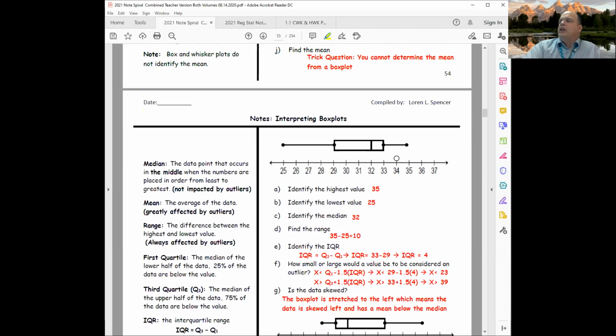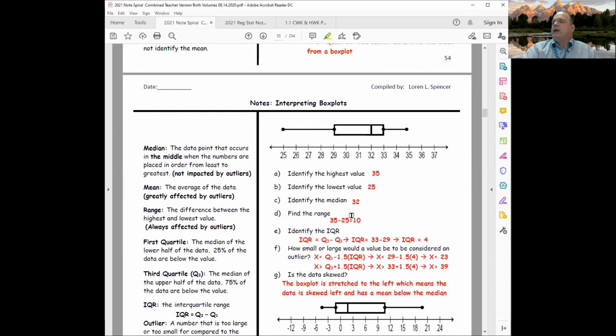The next thing is, is the data skewed? If I look at this, there's a whole lot of data between 32 and 35. 50% of the data is between 32 and 35, and the lower 50% is more spread out. So this looks like it's been stretched to the left. So this is going to be skewed to the left. All right?